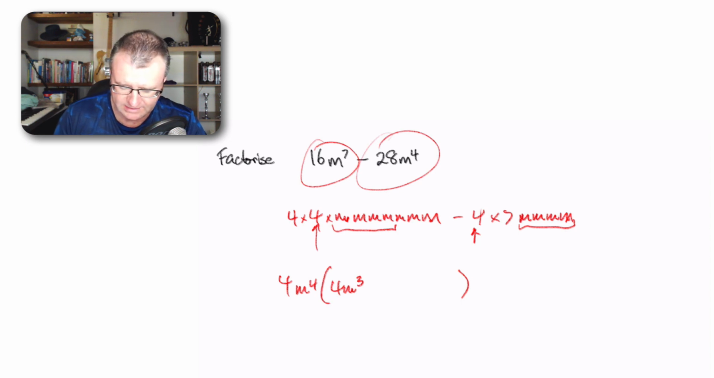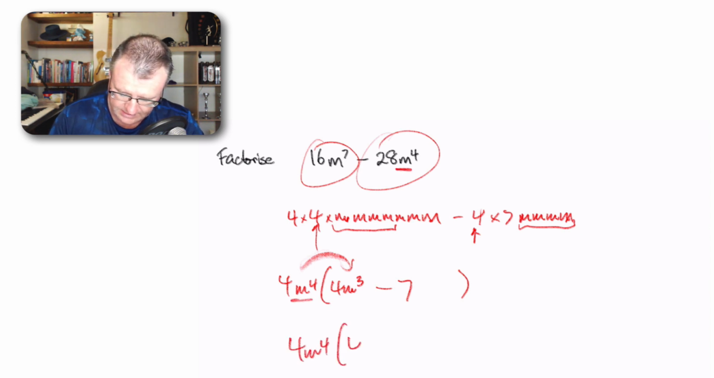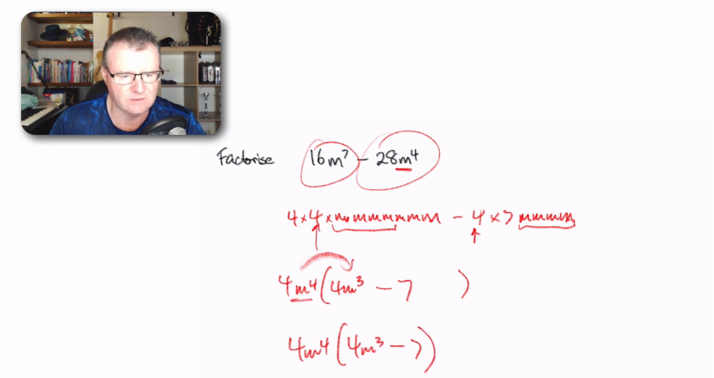Because when I multiply that together, if I expanded that out, I'd get 4 times 4 is 16, m to the 4 times m to the 3 gives me m to the 7. And over here, that becomes minus 7, and I don't need any other letters because I've already got the 4m's here. So my answer would be 4m to the 4 outside of 4m to the 3 minus 7. That is it factorized.